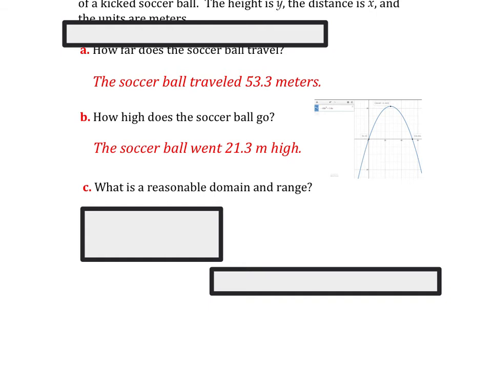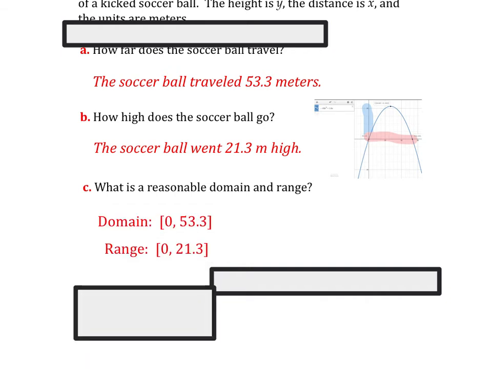And then what is a reasonable domain and range? Remember, we only care about this graph when it's above ground and not going back in time. So reasonable domain and range are 0 to 53.3 for the domain and 0 to 21.3 for the range. Remember, domain is x's, range is y's.